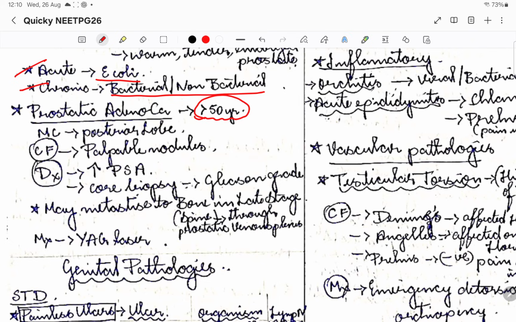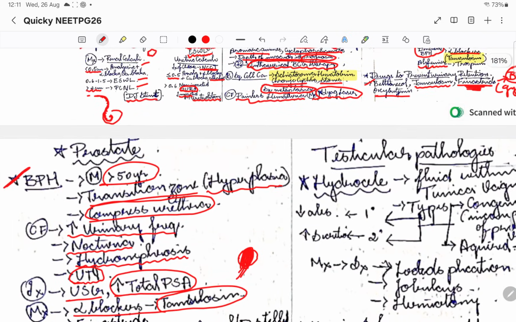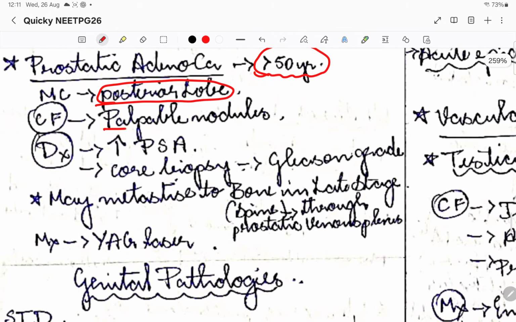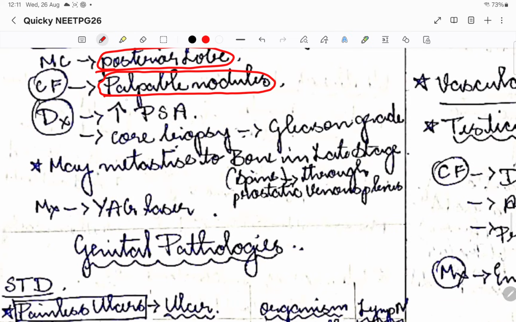So again, in people more than 50 years, it will be prostatic adenocarcinoma. Okay, so most commonly it is the posterior lobe that is affected, whereas in BPH it was the transition zone that was affected. Okay, then clinical features is basically palpable nodules will be there when we do a per rectal examination. Okay, then the diagnosis, basically the high level of PSA will be there. We'll do a core cut biopsy, and we'll do the Gleason grading, so that we can manage them.